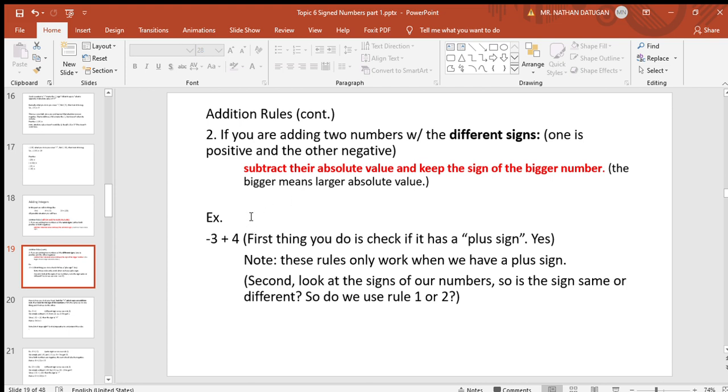Now let's have an example. -3 plus 4. The first thing you do is check if it has a plus sign. Again, this is not a positive 4, this is plus 4. That means we have a plus sign. Again, this rule will not work if this is not a plus. These rules only work if we have addition.